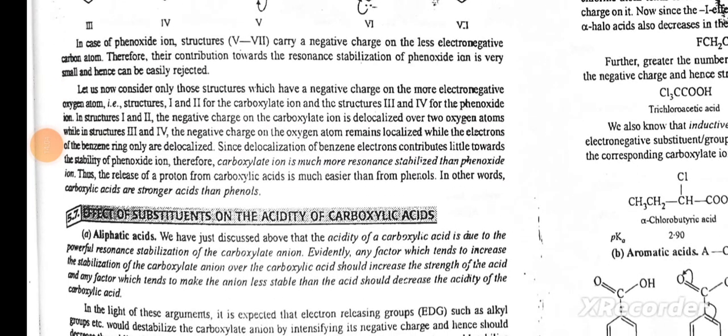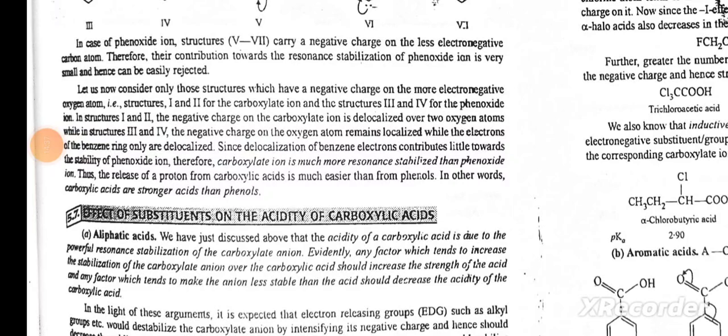In case of phenoxide ion, structures carry a negative charge on the less electronegative carbon atom. Therefore, their contribution towards the resonance stabilization of phenoxide ion is very small and hence can be easily rejected. Let us now consider only those structures which have a negative charge on the more electronegative oxygen atom, that is structures 1 and 2 for the carboxylate ion and structures 3 and 4 for the phenoxide ion.